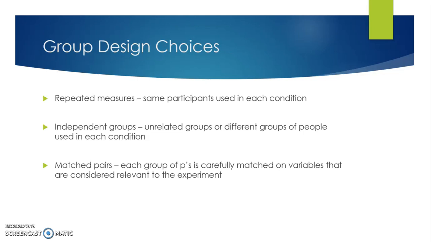The next is independent groups or independent group design, which is where you have unrelated people or groups take part in one condition each. So you may have a set of participants from one area take part in one condition, and then in the other condition you may have a completely different set of participants from a different area, different genders, different age compared to the other one, and then you compare the two at the end. And then the final design is matched pairs, which involves each group of participants being carefully matched on variables that would be considered relevant in the experiment that's going to be done.